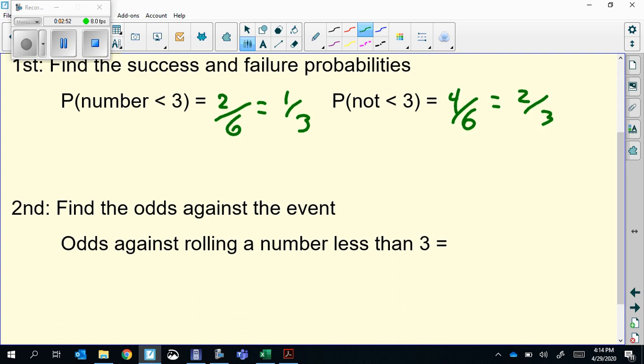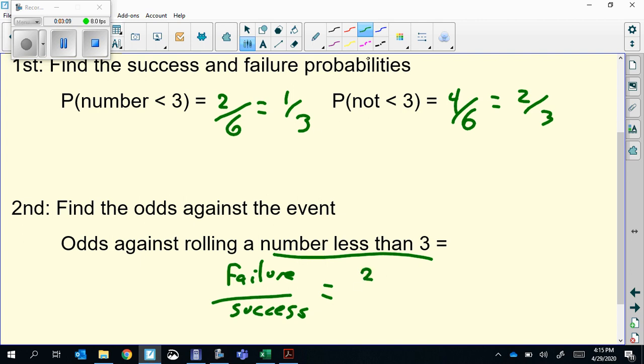Either way is going to be fine. So the odds against rolling a number less than 3 would be failure over success. Failure would be not less than 3, so that would be 2/3. And again, remember I said these denominators match, so you can just ignore them as a shortcut. And then a success would be the 1 out of 3, so that's 2 to 1 odds against rolling a number less than 3.